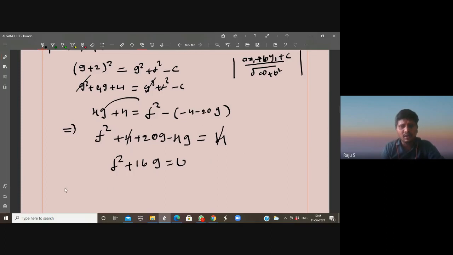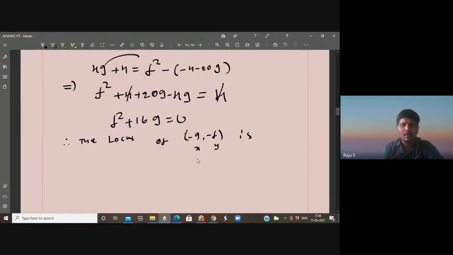So the locus, therefore, of the center minus g, minus f is just the point x, y. So here what should we replace? g by minus x, f by minus y. So minus y the whole square plus 16 into minus x equal to 0. So y square is equal to 16x.